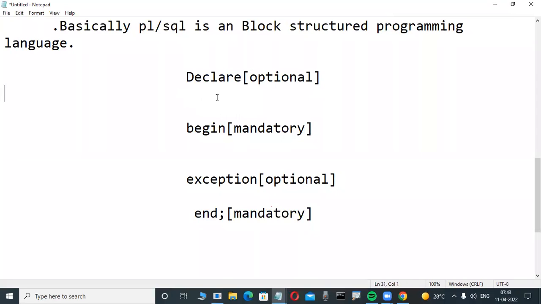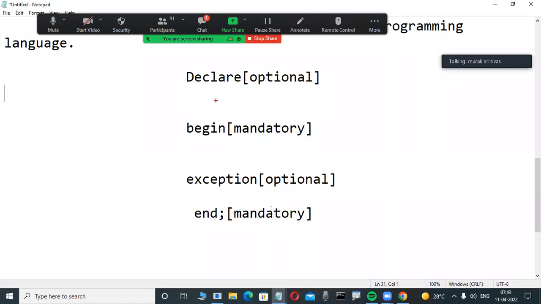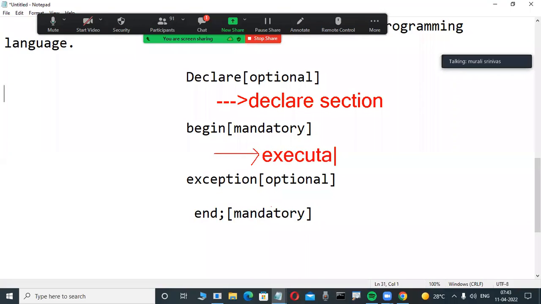Here I'm writing coding, you are writing coding. This is also called the declare section. This terminology is most powerful. In a declare section, what we can do, I will tell you today, don't worry. Again, between the begin keyword and the exception keyword, a gap is there. This is called the executable section. This is a very important terminology.